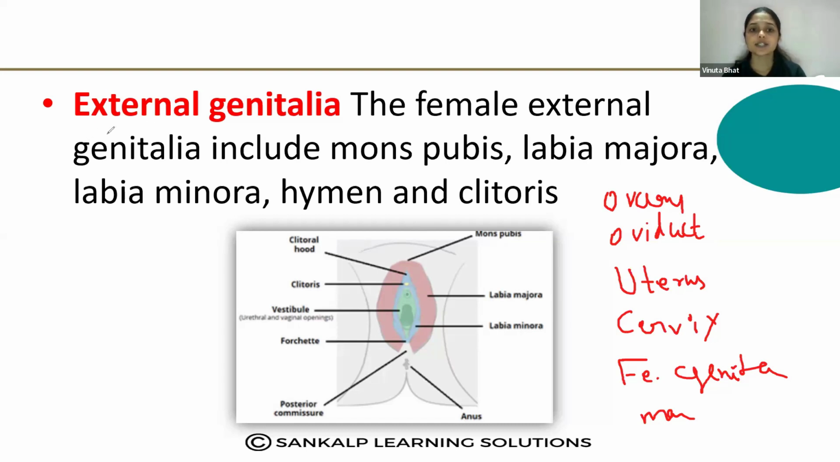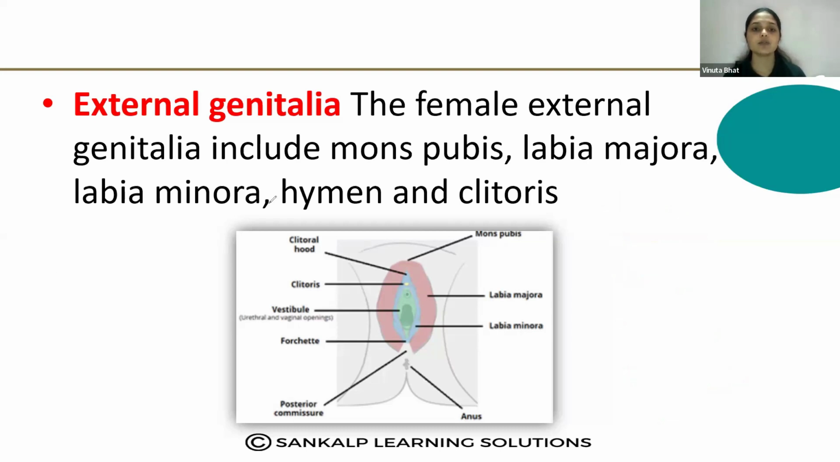So the external genitalia is also part of the female reproductive system, right? So what does it contain? The female external genitalia includes the mons pubis, labia majora, labia minora, hymen and the clitoris. So what are these mons pubis, labia majora and the other parts? Let's see the functions and the structure of these parts.